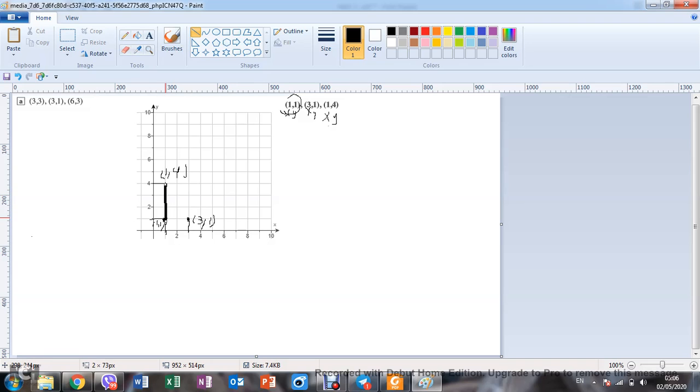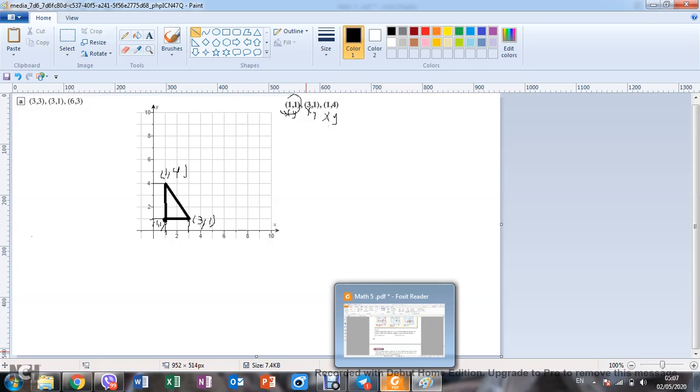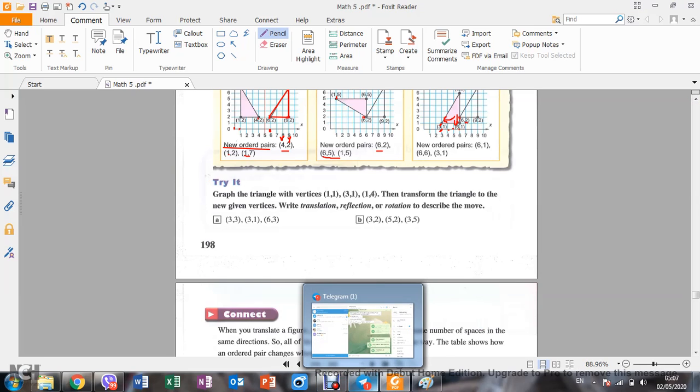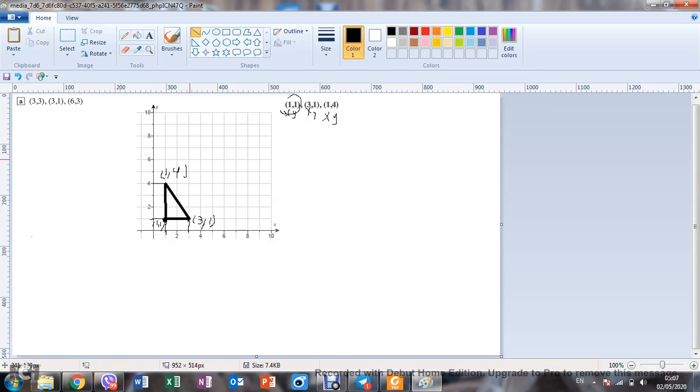Look, this one with this one, and the last one. So I draw this figure. Okay, now after that, for example, I tell you to translate this figure. Translate this figure by what? By using these pairs. Okay, look, by this one.